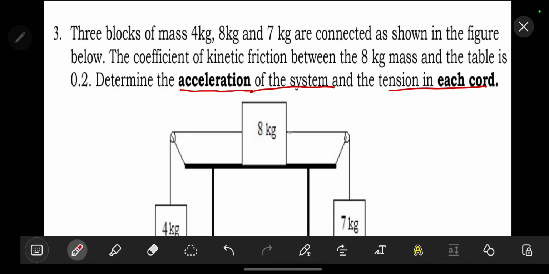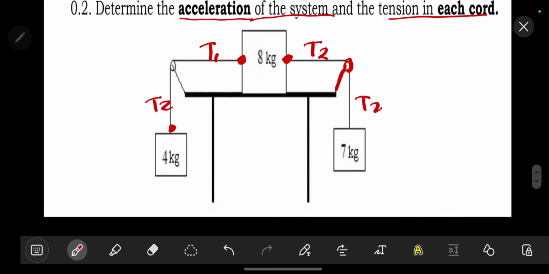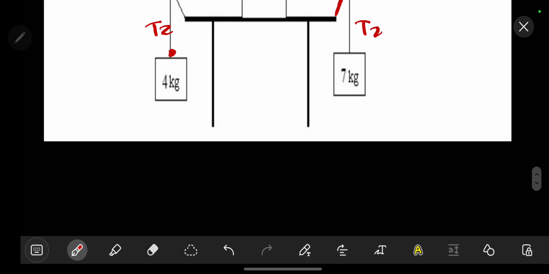As you can see, the tension shall only be the same at this point. If this is our T2, even here it will be T2. So we have a pulley system, and the only tension that is the same is the one that passes over the same pulley. If this is our T2, let's call this one T1. Here we are going to have three free body diagrams.